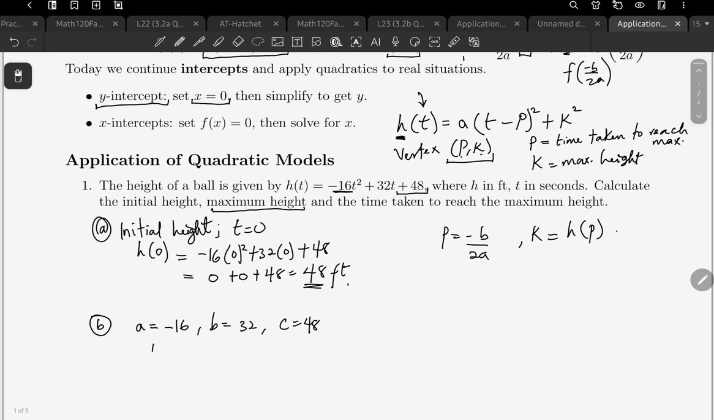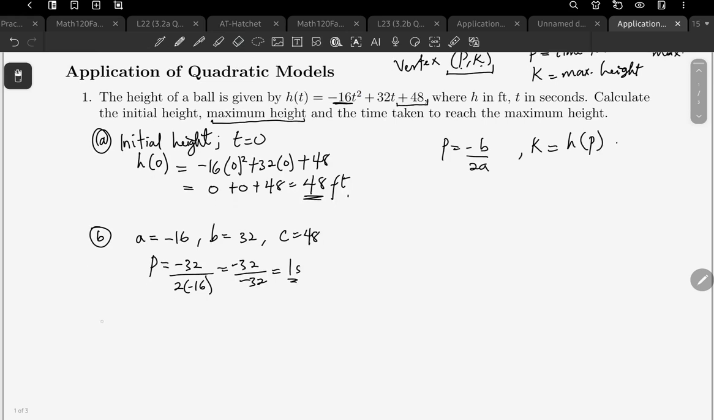So it means our P, which is negative B over 2A, will be negative 32 over 2 times negative 16. And that will be equal to negative 32 over negative 32, which is equal to 1. So what is P? P is the time taken to reach maximum height, and that is going to be 1 second.